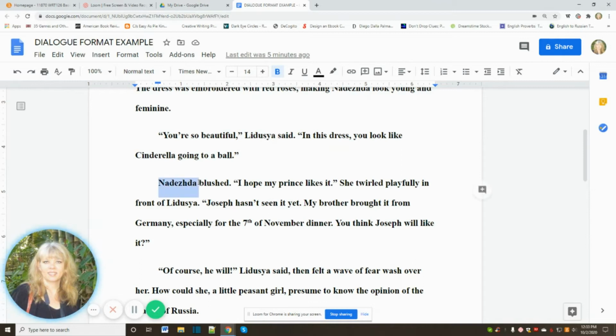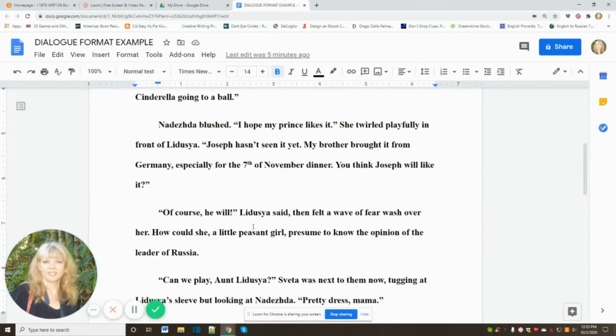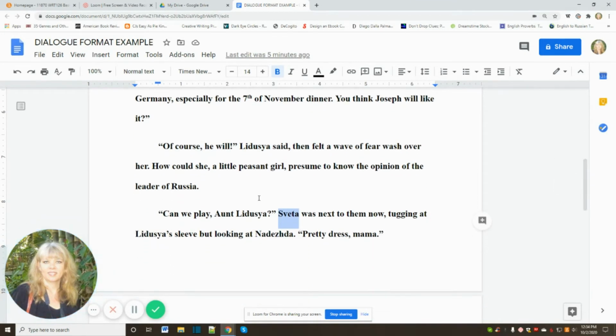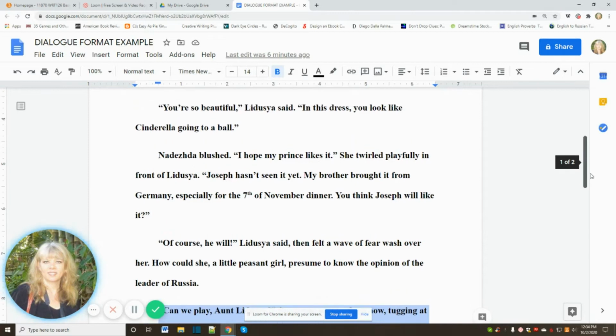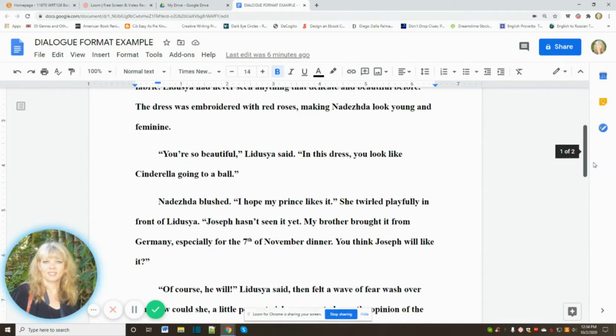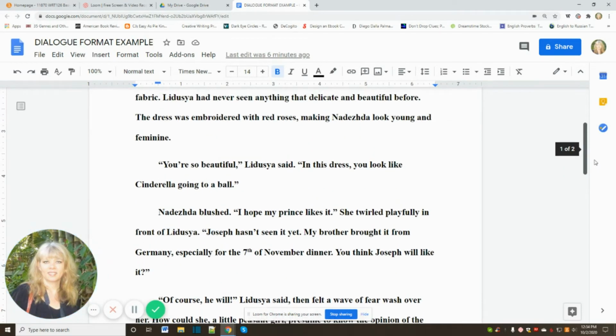Then we switch to Nadezhda. She gets her own paragraph, right? You can see that. Then there's a switch to Lidusia again. Then it's also in its own paragraph. Then we have somebody else. We have the daughter of one of the characters who comes in, and then she's in her own paragraph, right? And so on. So that's the first rule of dialogue format. Start a new paragraph every time you change speakers.